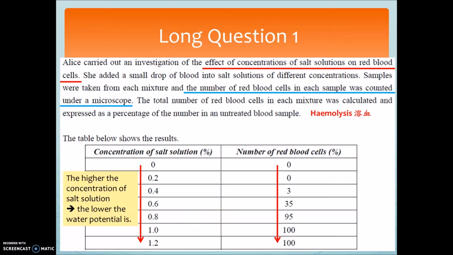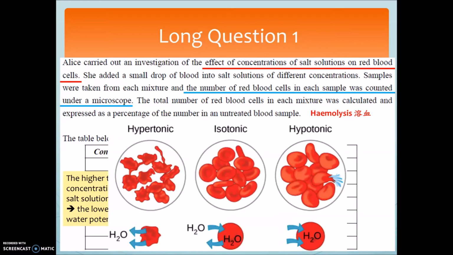And the whole question is talking about hemolysis. We learn it from the book: once we put the red blood cell in a hypotonic solution, the water potential of the hypotonic solution is much higher than that of the cytoplasm of the red cell. So there will be a net movement of water molecules entering the red cell, and then the red cell will swell, and finally they will burst, and the hemoglobin will leak out. That's the process, the phenomenon of hemolysis.